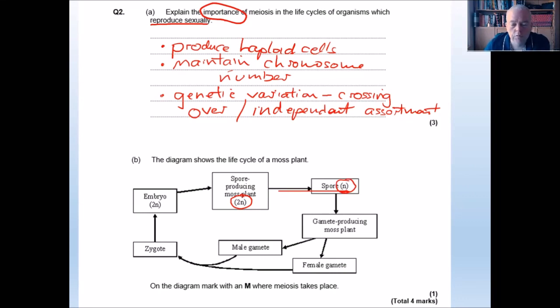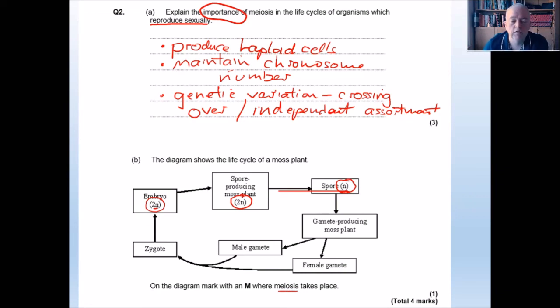This spore can go on and produce a gamete-producing moss plant. I've got male and female gametes. They can fuse to produce our zygote. That can produce our embryo. That's 2N again. So we always look out for the numbers 2N, 2N, N. And it says on the diagram mark with an M where meiosis takes place. I've got to put an M somewhere here.